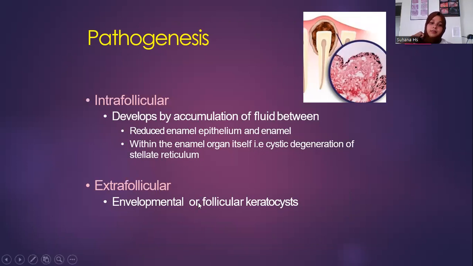Here, developmental or follicular paralysis. There is a picture which is showing the unerupted crown. This is the enamel portion and this is the reduced enamel. There is separation of the stellate reticulum, forming a cyst over them. This is the histopathological picture showing the epithelial lining and the connective tissue fibrous wall.